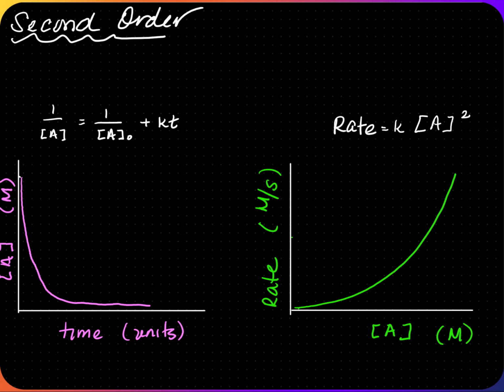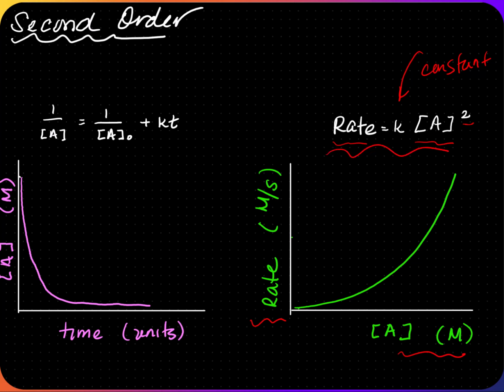Second order is also a function of its concentration. However, the power or the exponent is 2. This is why it's called second order. So if I double my concentration, my rate increases 4 times. Why? You have to square whatever concentration you have. And again, k here is a constant, so you could ignore it. So when I plot rate, which is in molars per second, versus concentration in molar, you will get an exponential curve.